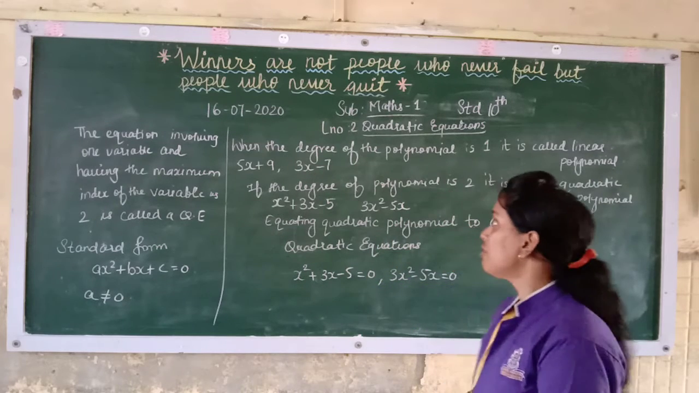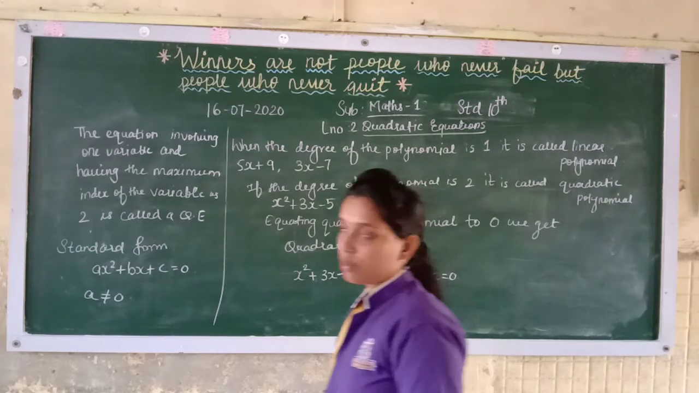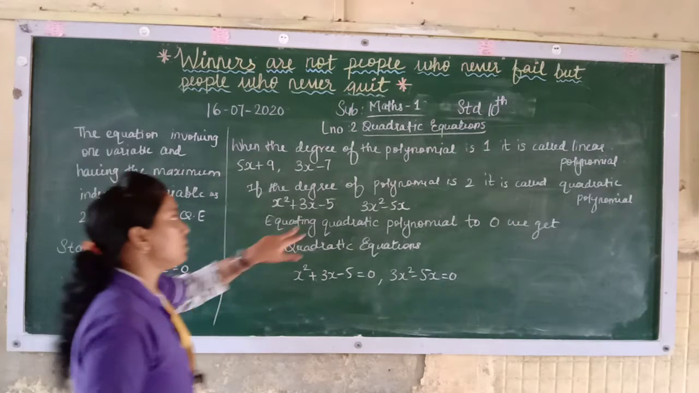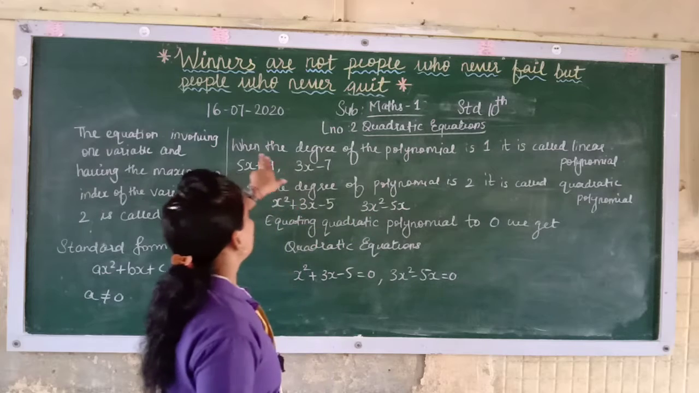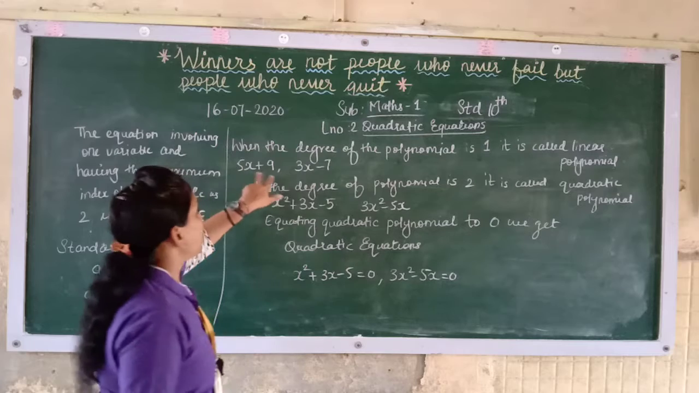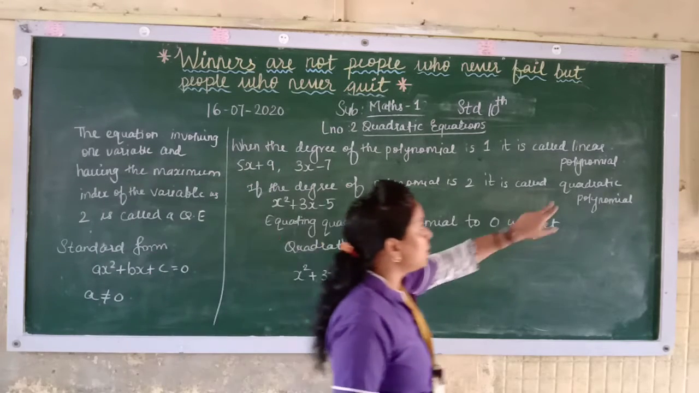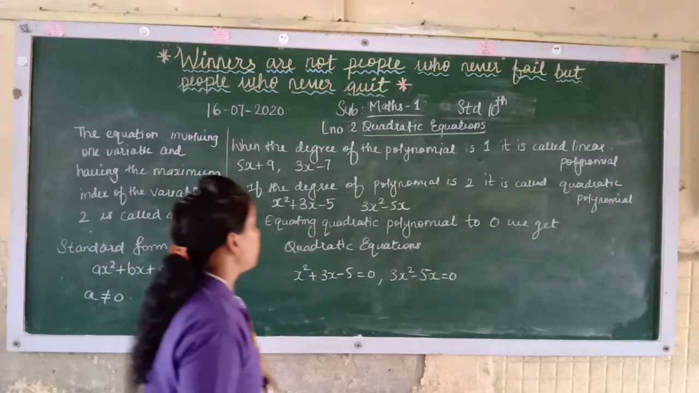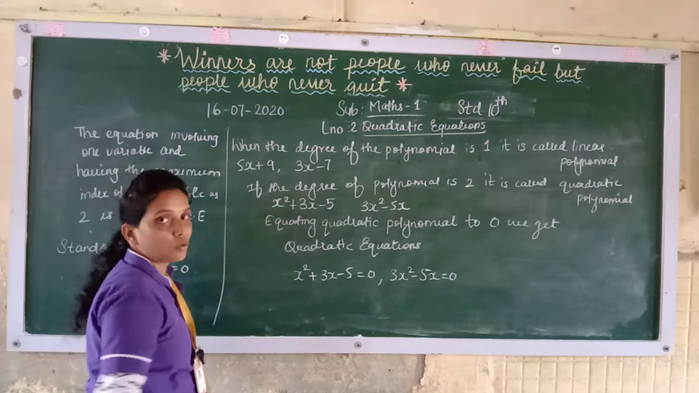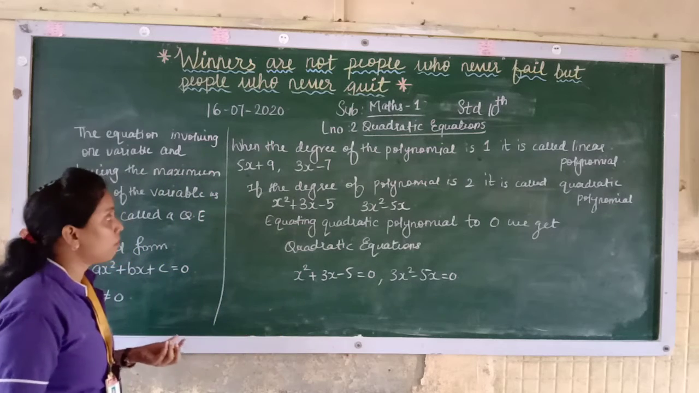Today we are going to see Maths 1 Standard 10 lesson number 2, that is quadratic equations. You must be knowing polynomials. When the degree of the polynomial is 1, that is known as a linear polynomial. The power of x here is nothing, means it is 1. So whenever the highest degree is 1, it is a linear polynomial.